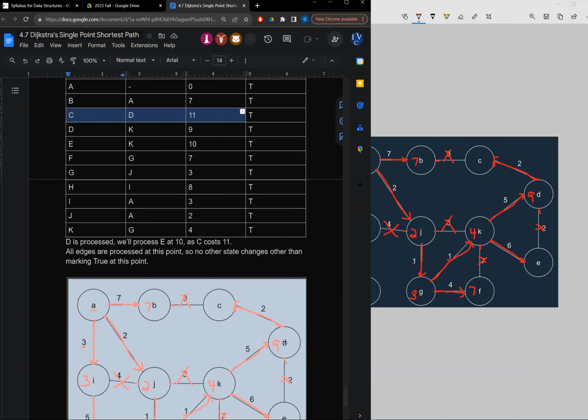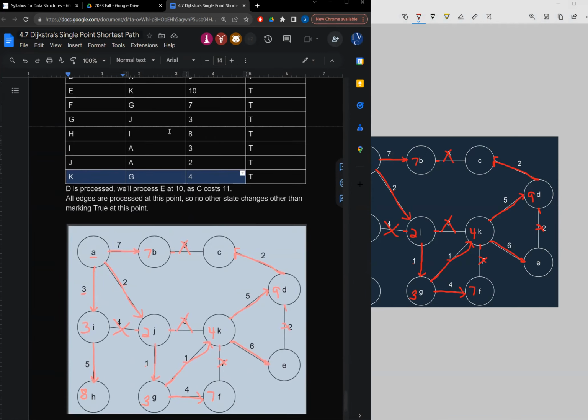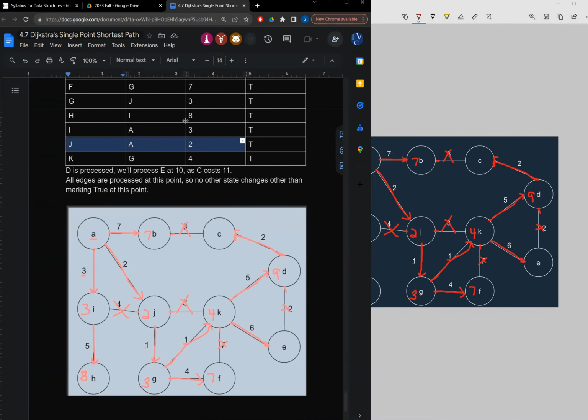And to get to D, I get there from K, that path that we built there. To get to K, we get there from G, so this edge that we built here. To get to G, we get there from J, our arrow there. And to get to J, from A, so our arrow here. All right, so this table and our drawing on top of the graph is the same thing.